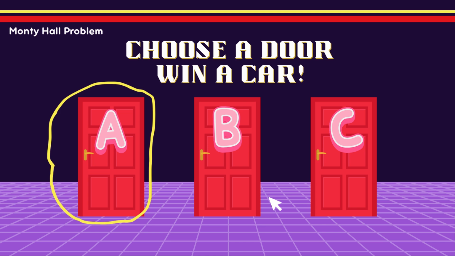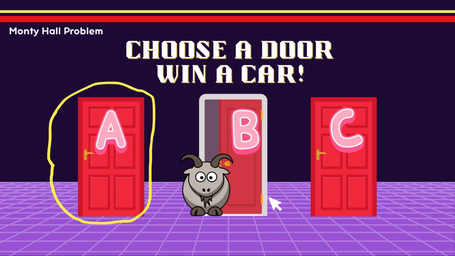Let's say that you choose door A to open. Now, the host knows where the car is. He's going to open either door B or door C. And of course, he's not going to open a door that has a car behind it. So he's going to sort of narrow your choices a little bit by opening door B.